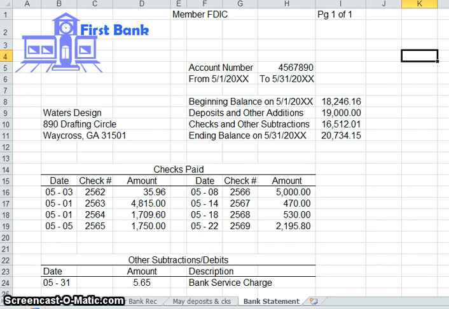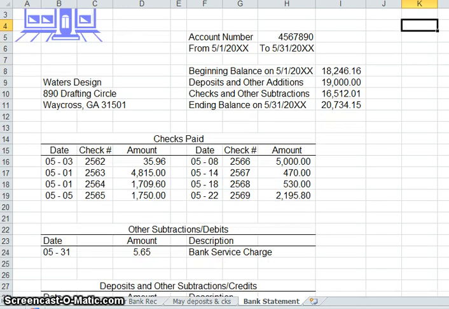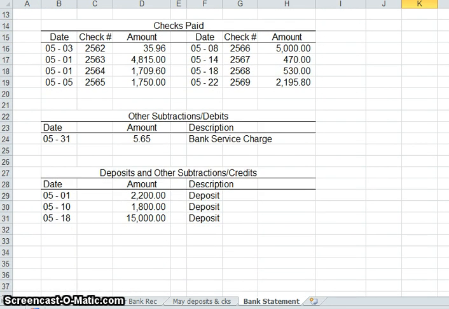So this is an example of a bank statement that we might see from the bank. It's got the company's information here. It's got our account number, the time period. So this is for May. And these are all the bank's records. Okay, this is First Bank. This is their information. They're showing us this is what they have recorded for our account. So we've got the beginning balance, how many deposits and other additions, checks and other subtractions, and an ending balance. And then we have a list of checks that were put through our account. And then we also have other subtractions or debits.